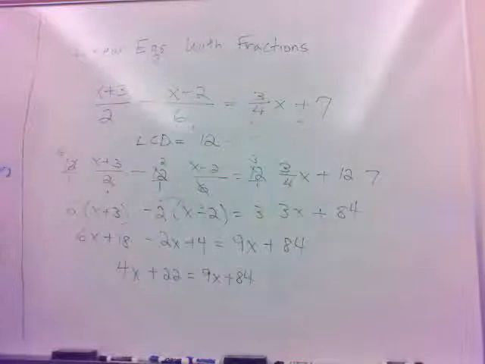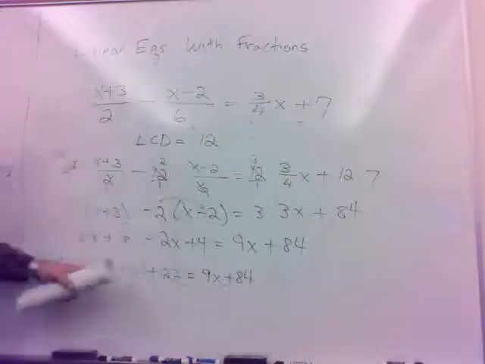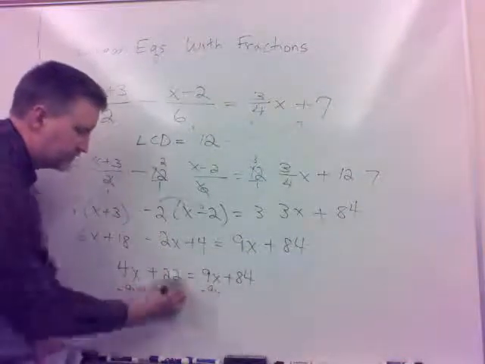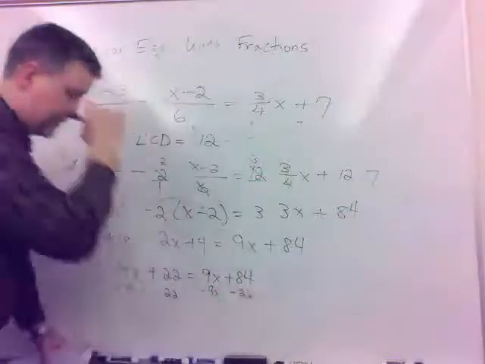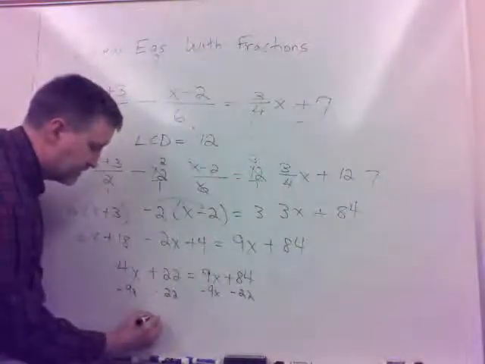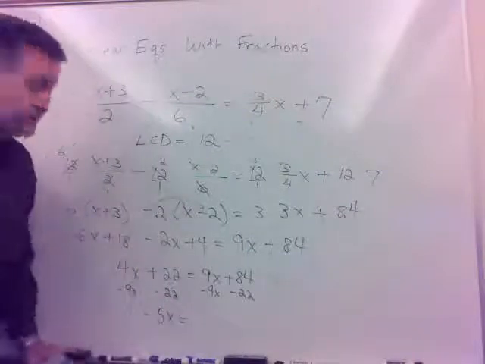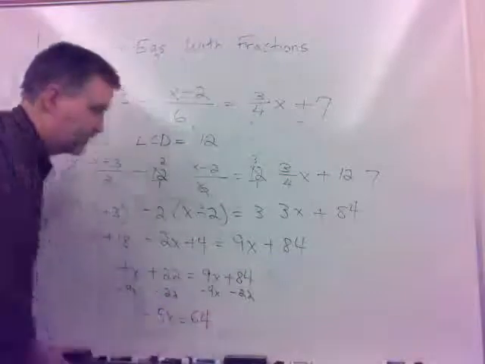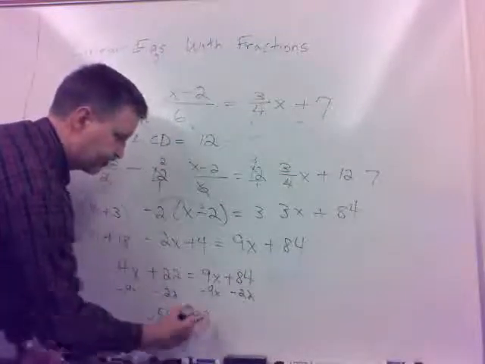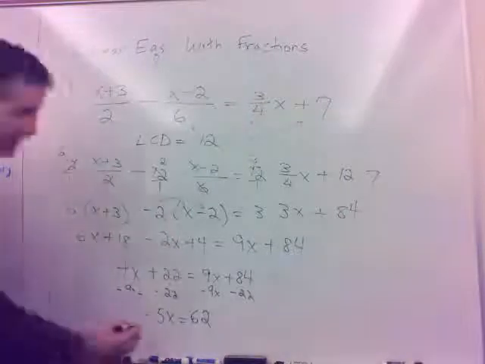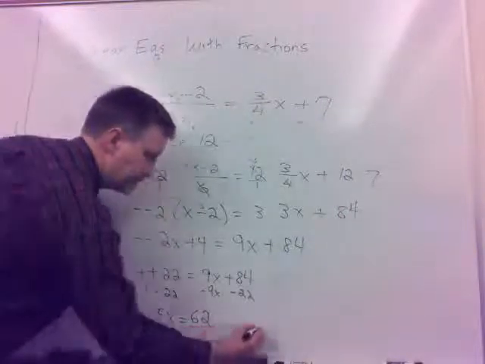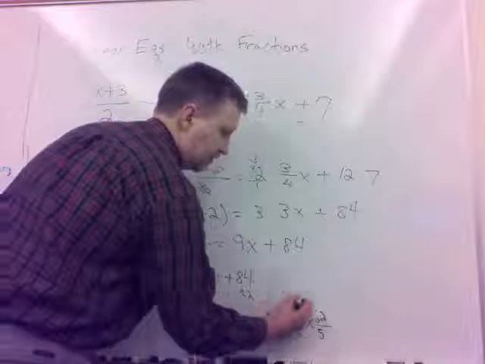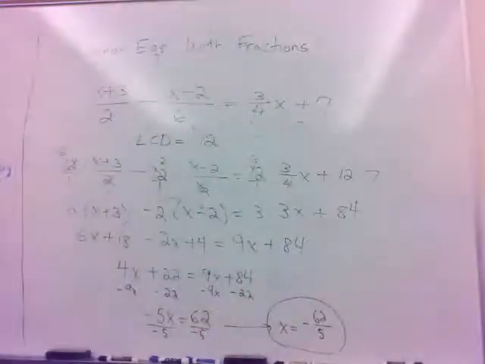What's 9x plus 84? Need to get the constants on one side, the variables on the other, so I'm going to bring the 9x, move it over, minus 9x both sides, 22 over, subtract 22. 4x minus 9x is minus 5x. 22 minus 22 is 0. 9x minus 9x is 0. 84 minus 22 is 62. Divide off the negative 5, we got it. 62 divided by negative 5, that's negative 62/5. Other forms that are possible. All right.